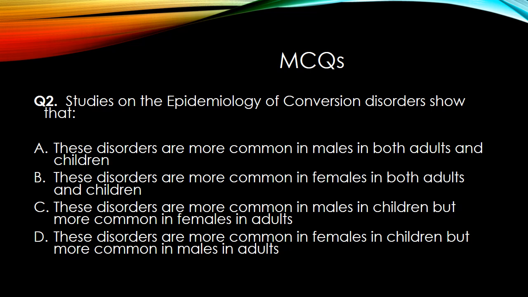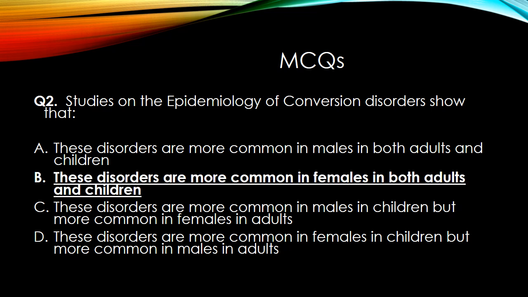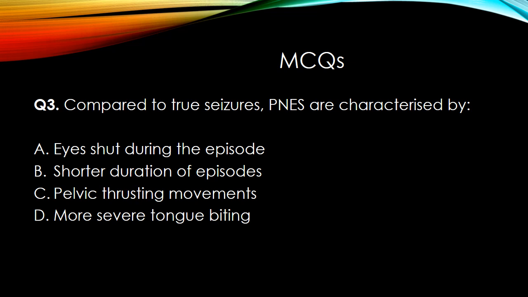Question 2. Studies on the epidemiology of conversion disorders show that. If you want, you can pause, go through the options and select your choice. And the correct answer is option B. Conversion disorders are more common in females in both children and adults. Question 3. Compared to true seizures, psychogenic non-epileptic seizures are characterized by. You can pause and select your choice. And the correct answer is C. The other 3 options are false.